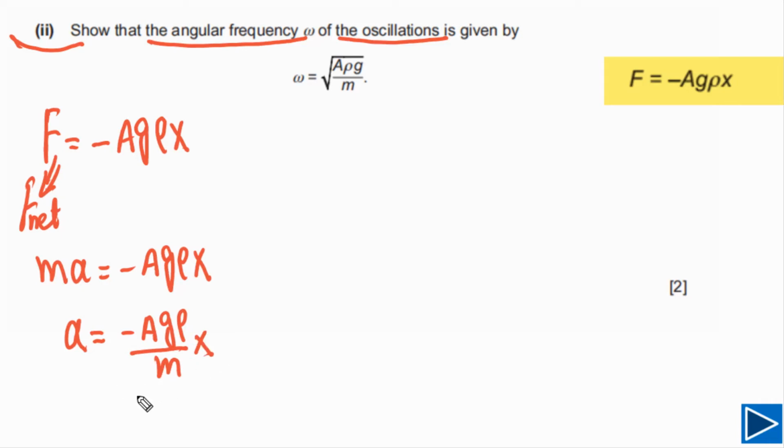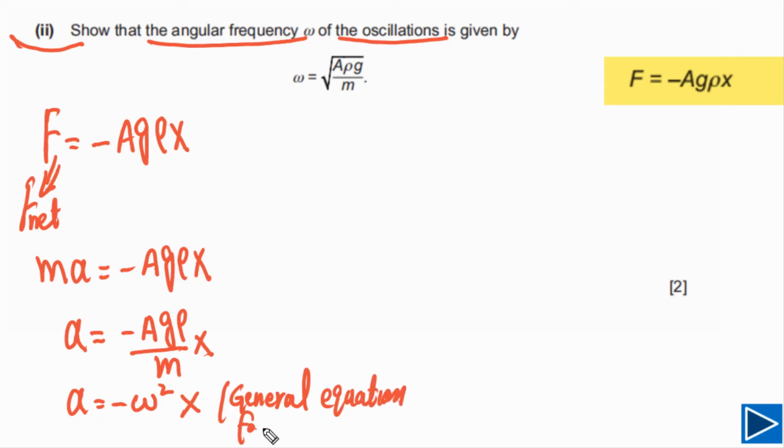We also need to understand the general equation for simple harmonic motion. The general equation for simple harmonic motion is a is equal to negative ω squared x. This is the basic equation for simple harmonic motion. Any object which is doing simple harmonic motion has to obey this equation, so a has to be equal to negative ω squared x.